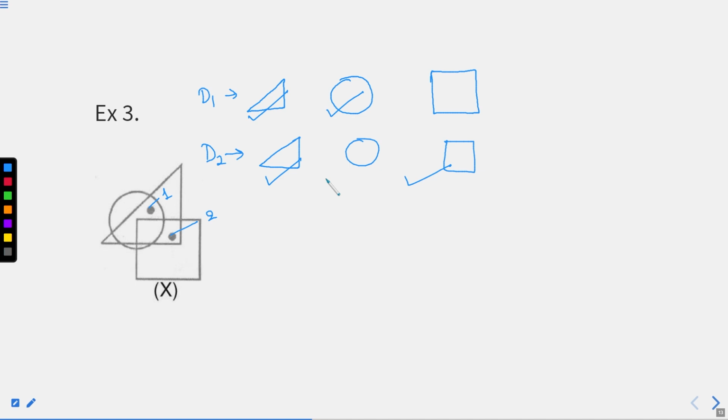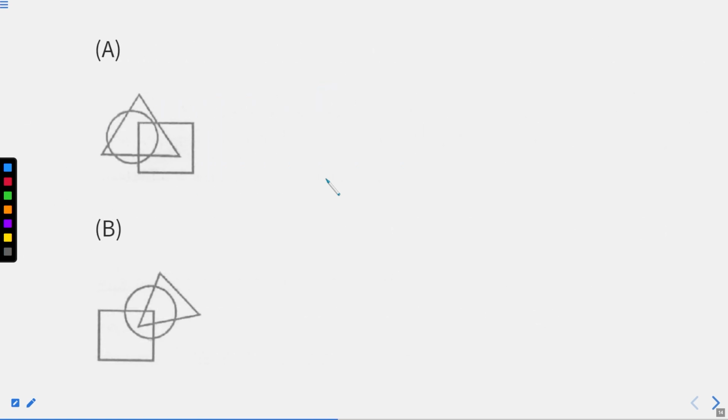Now what we need is to find the common area between circle and triangle, and circle and square. Let's just satisfy our condition. So first find the common area between circle and triangle, excluding the square. So we have this area. Understand? Now we need a common area between circle and square excluding triangle. So we have this common area as well.